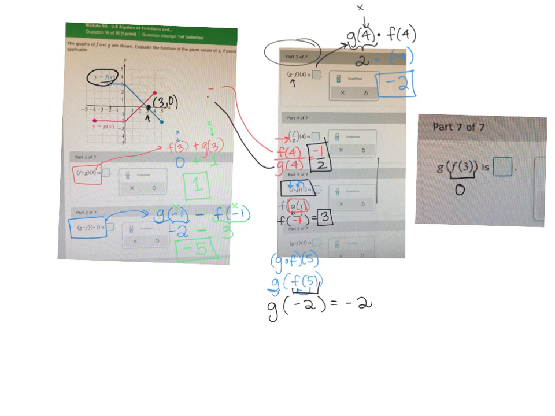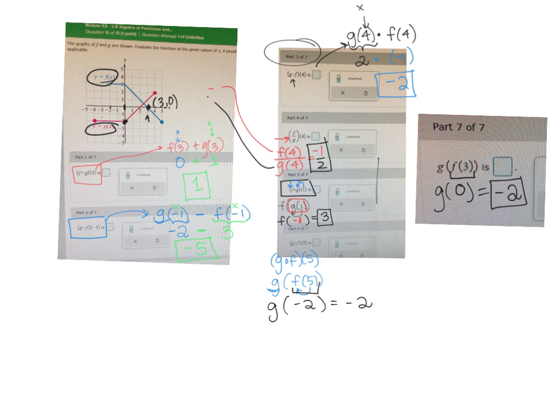So then really what we want to find is G of that 0. So G of 0 means go to an x value of 0 and see where our G function is, which is the pink graph, which is -2. So G of 0 equals -2.